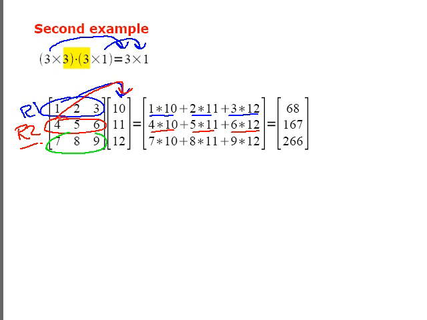And now we have a third row, row 3 down here. 7, 8, 9, do the same thing. You take and go against column 1. So the 7 multiplies the 10, the 8 multiplies the 11, and the 9 multiplies the 12. You add those products together, and there's your answer. And you can see here we have a 3 by 1 matrix as expected.